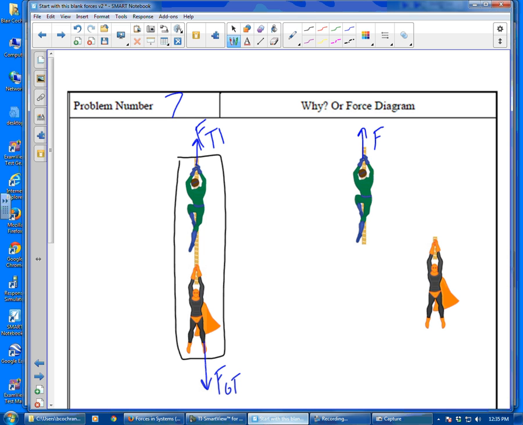So then you'd have FT1 here. You would have FT2, but you'd also have the weight of the superhero. We'll call him Green Man.